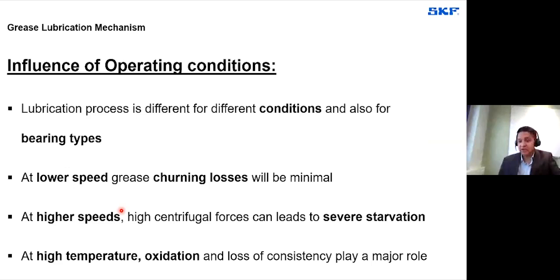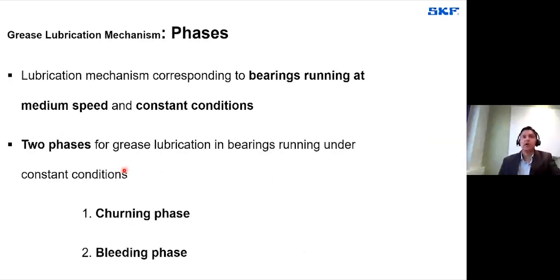So when I say lubrication mechanism, it mainly corresponds to a bearing running under a constant condition with a medium speed. So what is medium speed here? Normally in the bearing industry, we express the speed with NDm. Medium speed here varies from 100,000 to around 500,000 NDm. And if you want to segregate the grease lubrication mechanism in a bearing running under constant conditions, we can roughly do it with two phases. One is the churning phase, and another one is the bleeding phase.